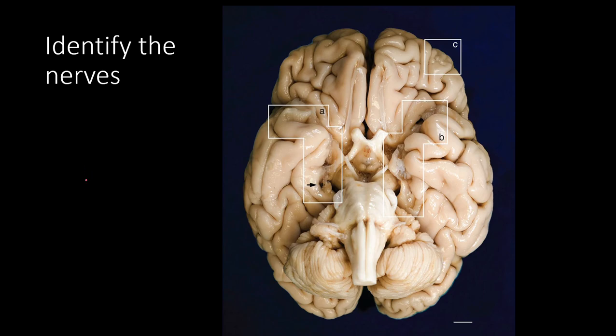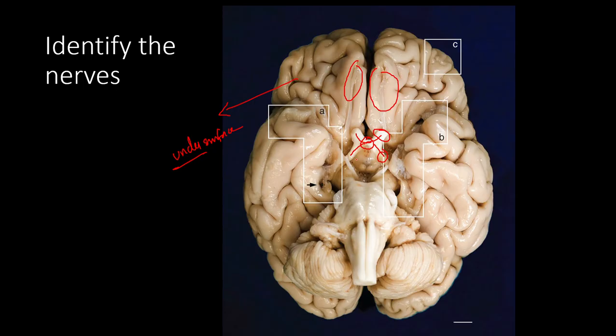Hello everyone, we will try to identify the cranial nerves on the ventral aspect of the brain. The ventral aspect is nothing but the undersurface of the brain. The first cranial nerve, the olfactory nerve, we can very well see here. The next nerve is the optic nerve. You can see the optic tract, optic chiasma and the optic nerve, the crossing over and the optic nerve here.